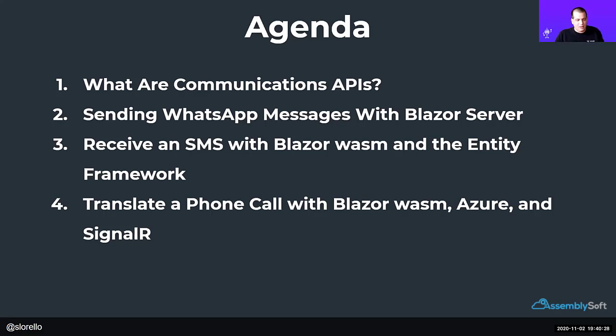I'm the developer advocate at Vonage, so naturally I'm going to be using Vonage technologies here, which I personally feel are very easy to use. After we cover that, I'm going to show you, like we said earlier, how to send a WhatsApp message using Blazor Server. Next, I'm going to show you a demo about receiving, it says SMS there, but it's actually supposed to be WhatsApp messages, with Blazor WebAssembly and the Entity Framework. And then finally, after I hand it back over for a little bit, I'm going to go through a demo about translating phone calls with Blazor WebAssembly, Azure, and SignalR.